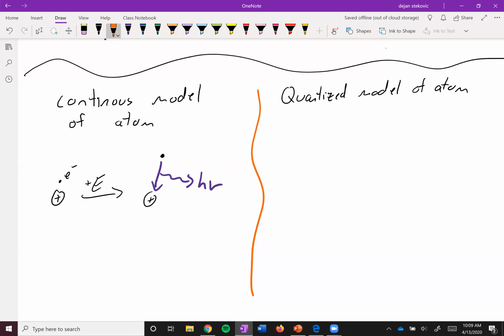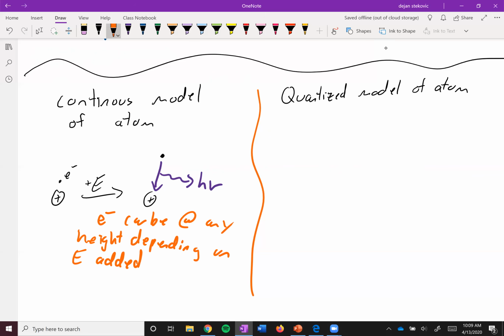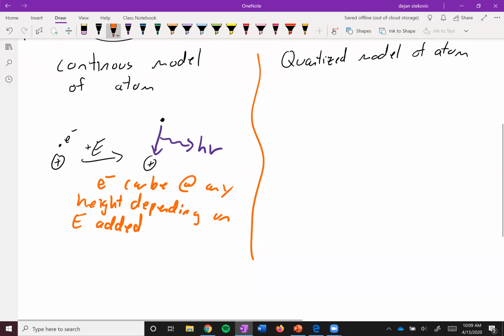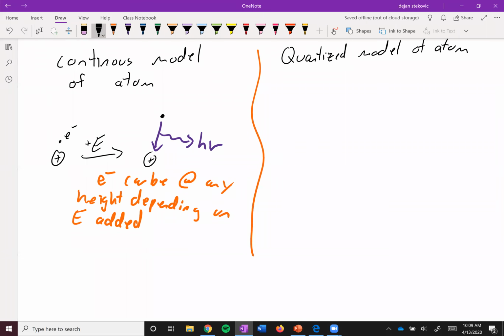So the electron can be at any height depending on the energy level. So we could have it be one height, 1.11 heights, 1.111 heights, or whatever. So the electron can be at any height depending on energy added, right? So when it relaxes back down, it can be at any height. And so thus it could release any amount of energy depending on its original height, right? So height's continuous.